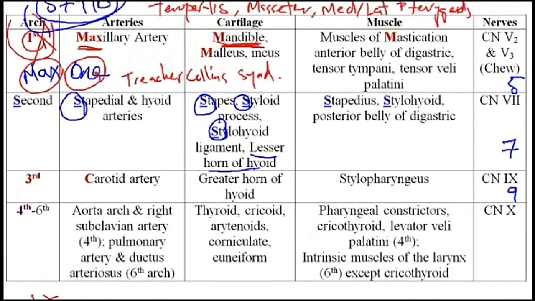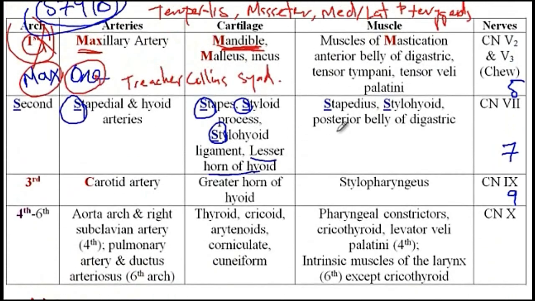So let's go over that again. The posterior belly of the digastric muscle and the lesser horn of the hyoid bone are all derived from the second arch, as well as the stapedius and stylohyoid muscles.